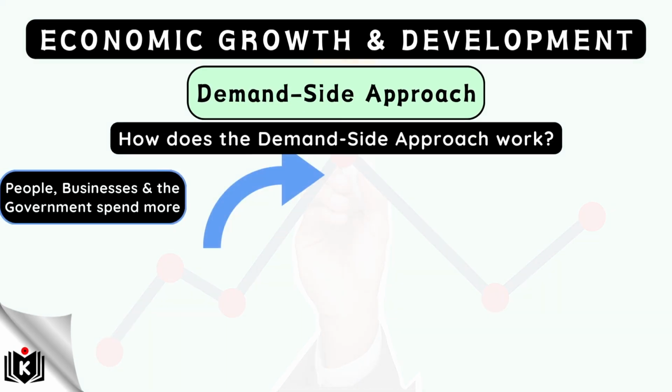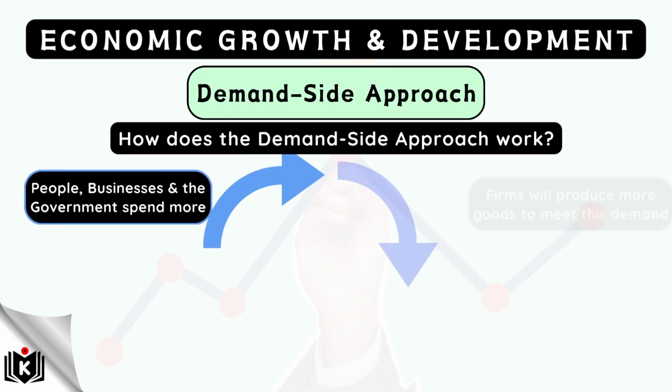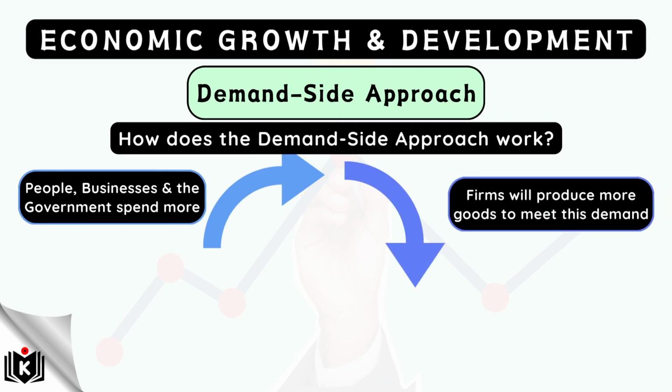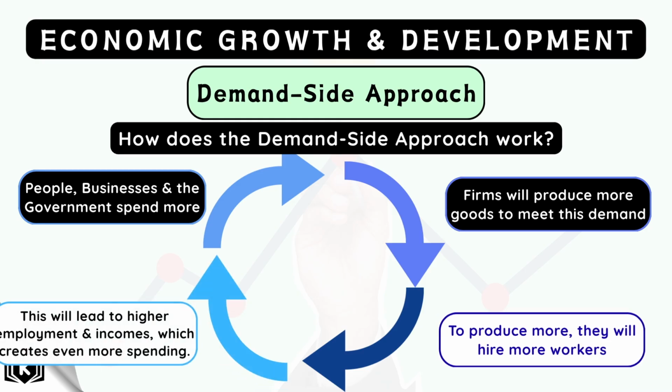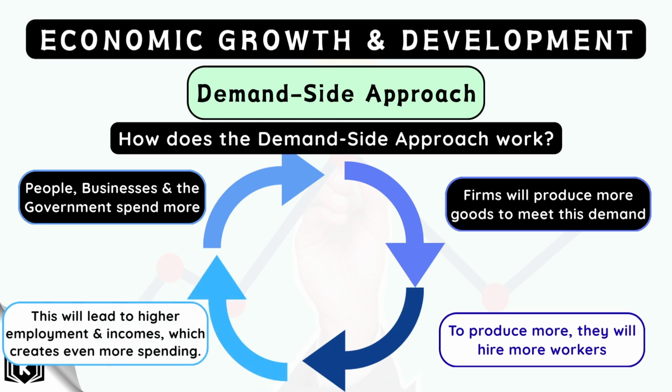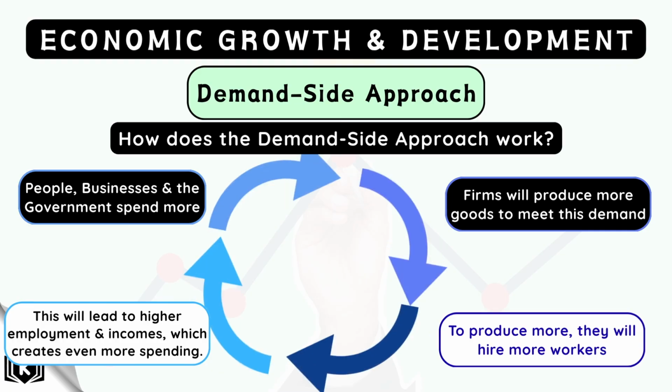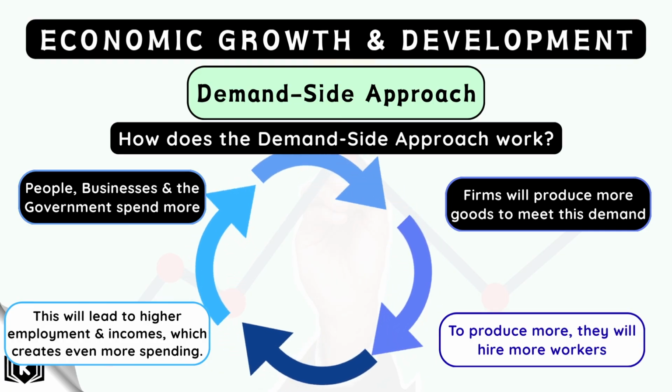But how does the demand-side approach work? The idea is that if people, businesses, and the government spend more, firms will produce more goods to meet this demand. In order to produce more, they will even need to hire more workers, leading to higher employment and incomes, which creates even more spending. This then leads to a positive cycle.